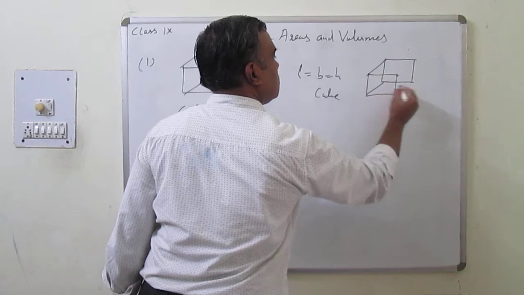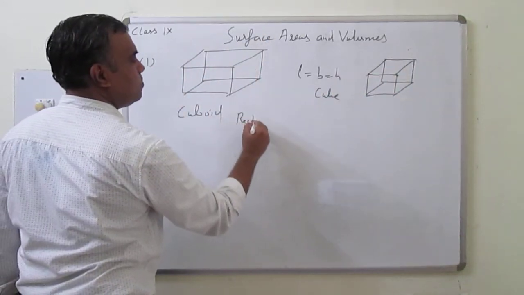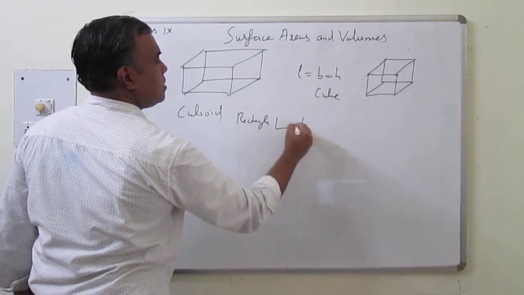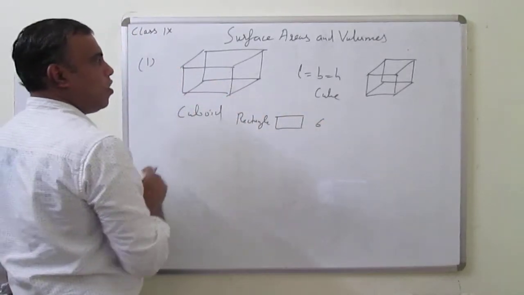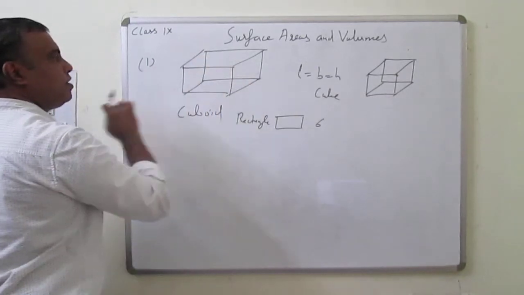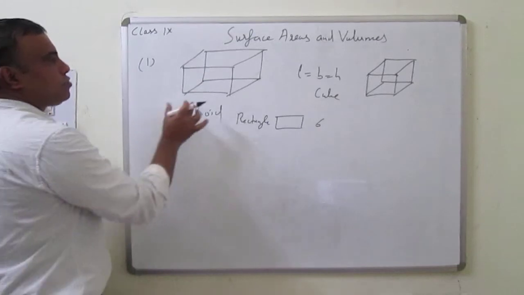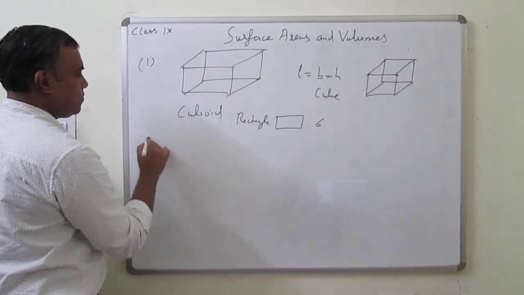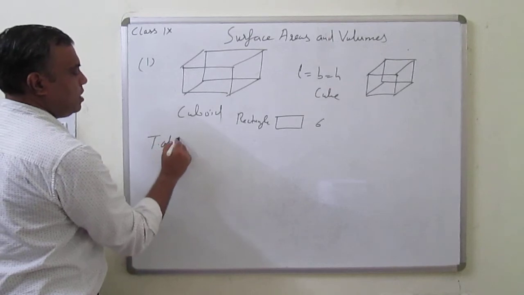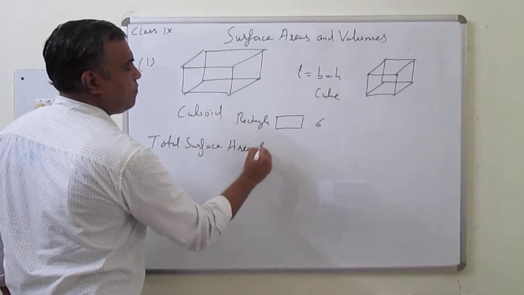We know that how many rectangles are there in this cube? 6 rectangles are there in this cube. How many edges? 12 edges. How many vertices? 8. So what is the total surface area of this cube? Total surface area of a cuboid.